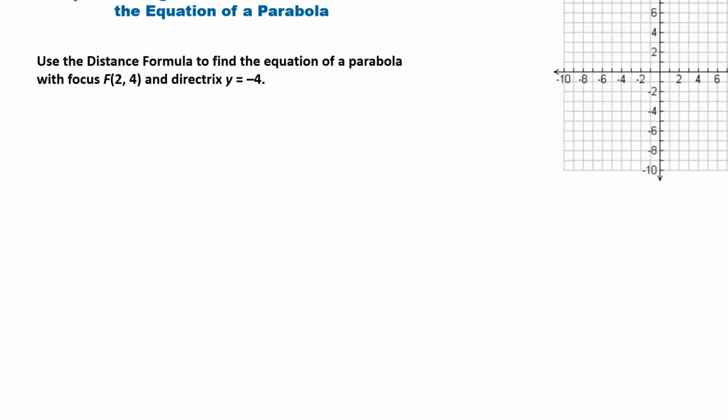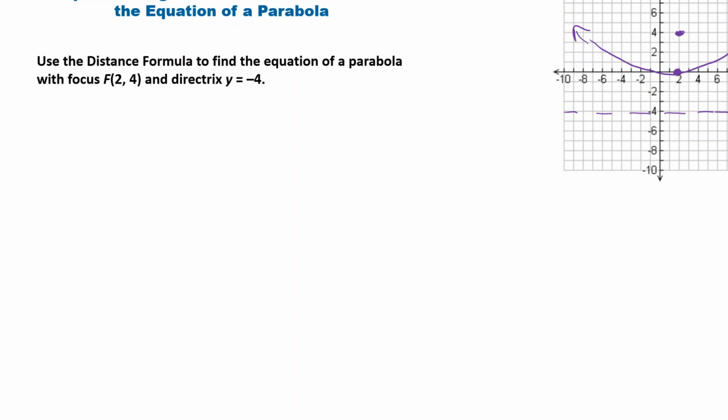Example 1 tells us to use the distance formula to find the equation of a parabola with a focus at (2, 4) and a directrix at y = -4. Let me review what we've talked about already. Because my focus is up here and my directrix is down here, halfway between the focus and the directrix is my vertex. The focus is always inside the parabola and the directrix is always outside the parabola. So I'm going to draw my parabola like this.